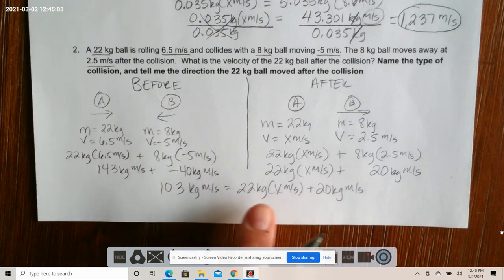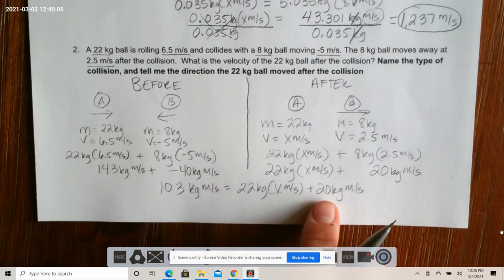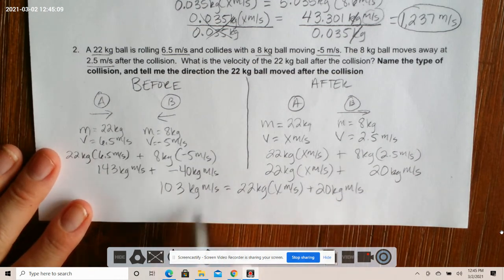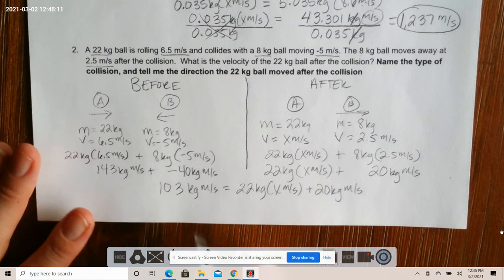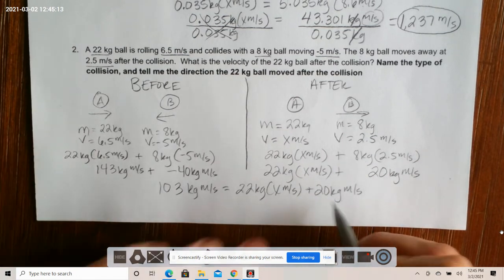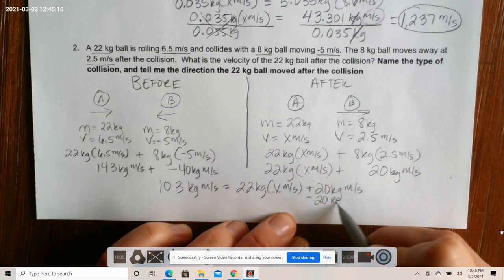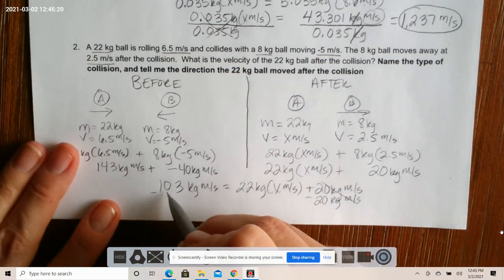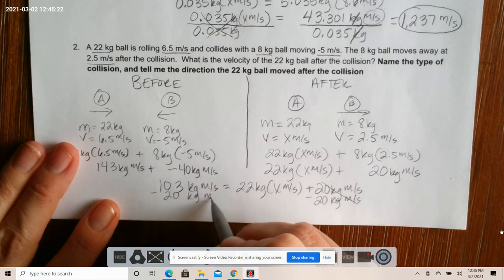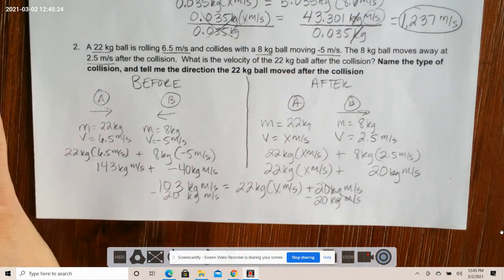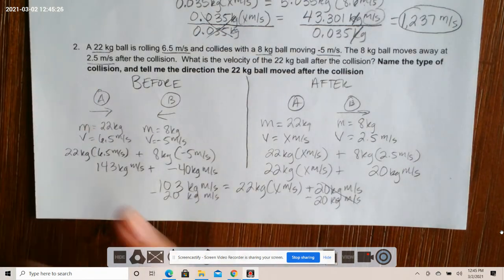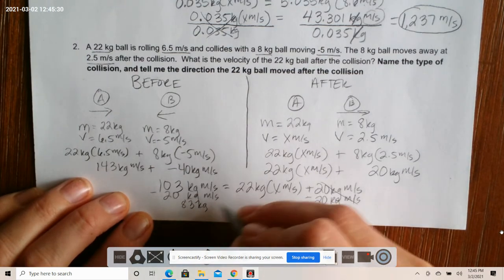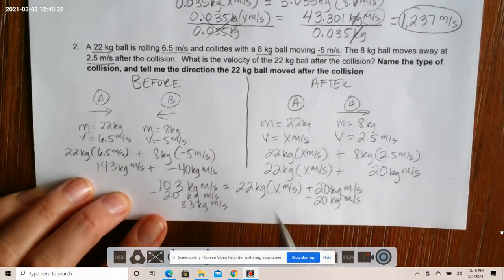We got to get rid of 22 and 20. The only way to start is to get rid of the kilograms meters per second that match the term kilograms meters per second over here. Since we're adding 20, we're going to do the opposite. Subtract 20 kilograms meters per second. That cancels that. That means I have to do it over here. So 103 minus 20 is going to equal 83 kilograms meters per second. I'm writing really small now.